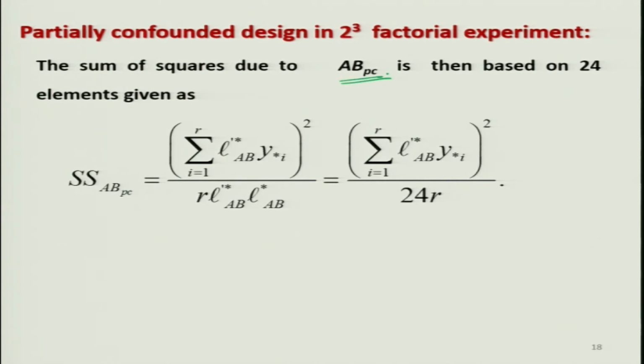So, it is simply going to be, as the sum of squares due to AB, on the same lines, summation i goes from 1 to R of L transpose star AB into y star i, whole square, divided by the total number of observations, which are here R into L transpose star AB into L star AB, and this is actually here 24R because there are 24 elements and there are R replicates.